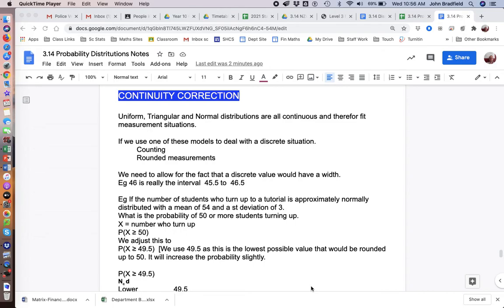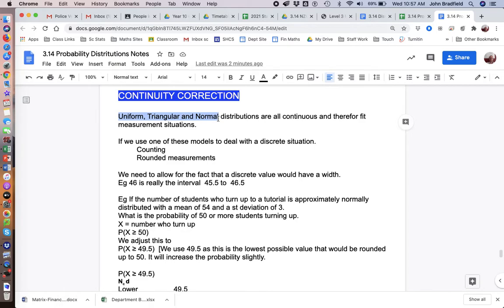Continuity correction. Now this just comes up every so often, but it's worth keeping in mind. Every so often, one of the continuous distributions, and the three we've looked at and cover in this course are these three: uniform, triangular, or normal, are used to fit a counting or a rounded measurement situation.